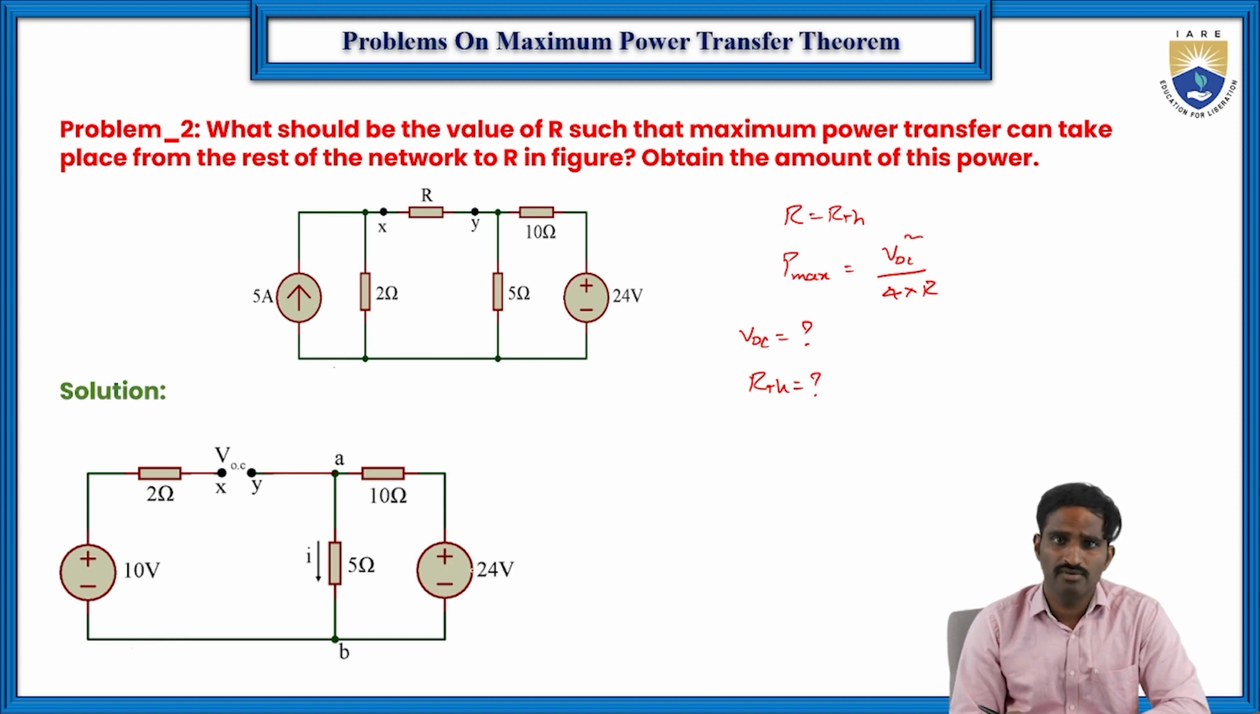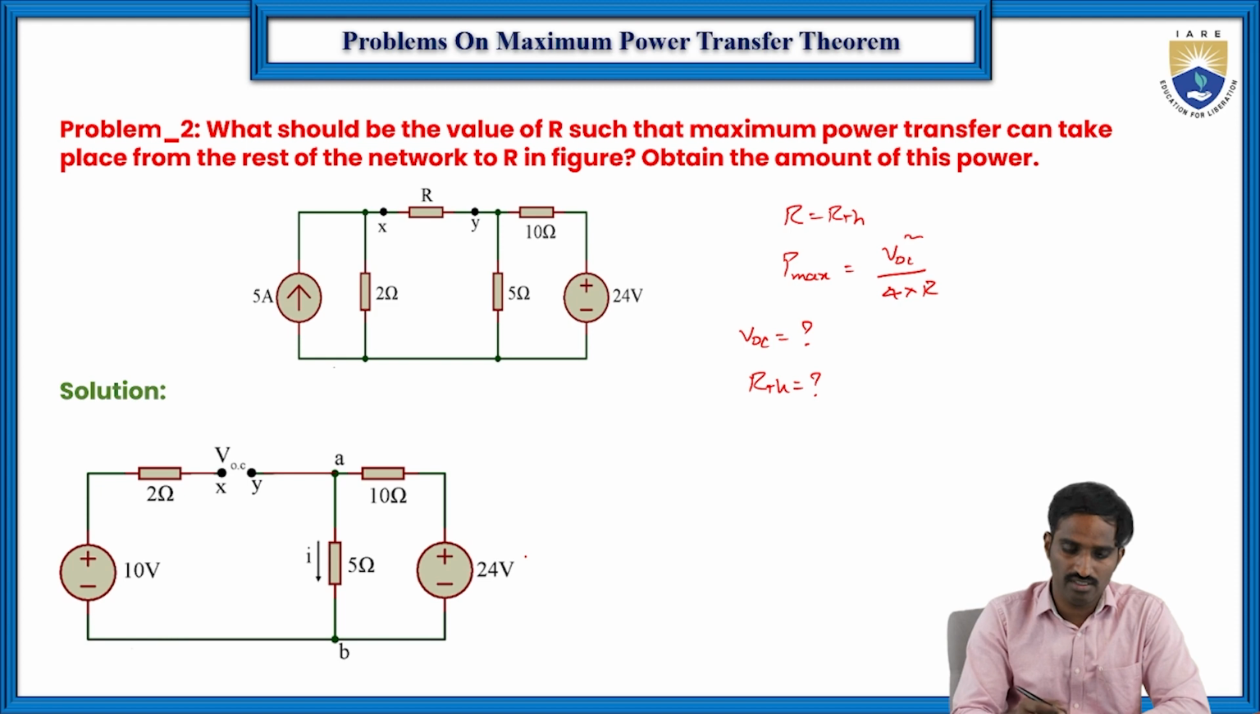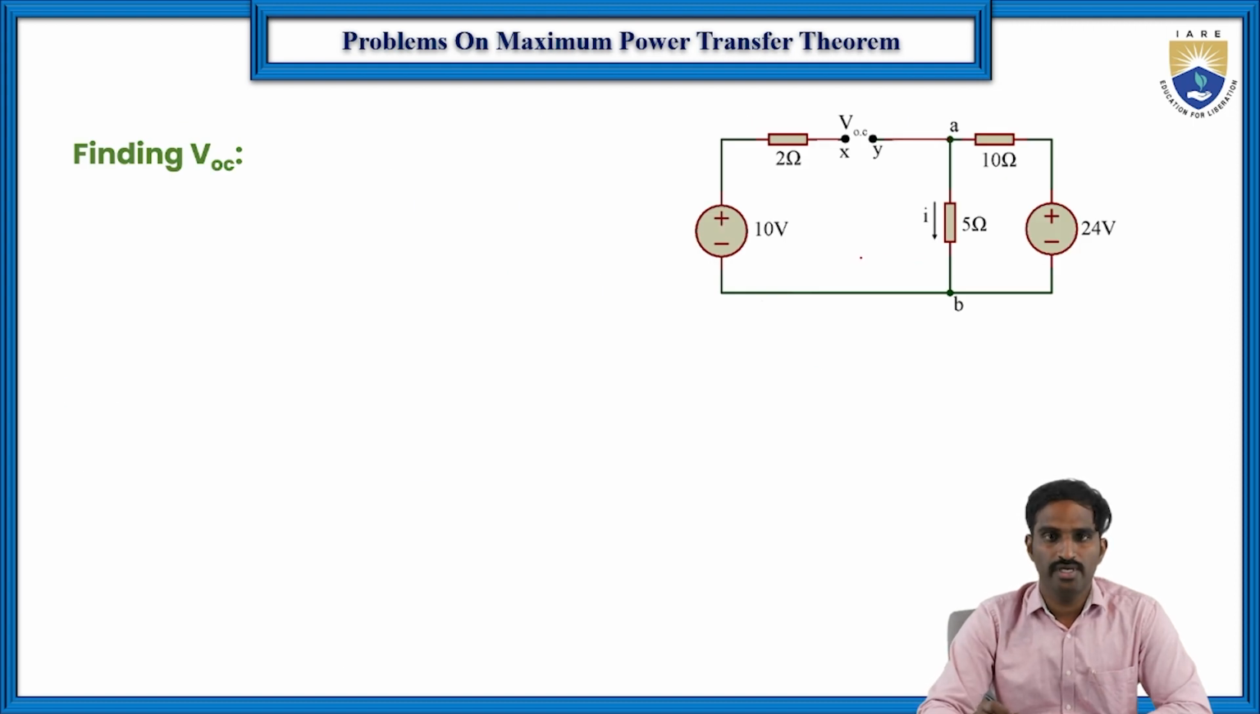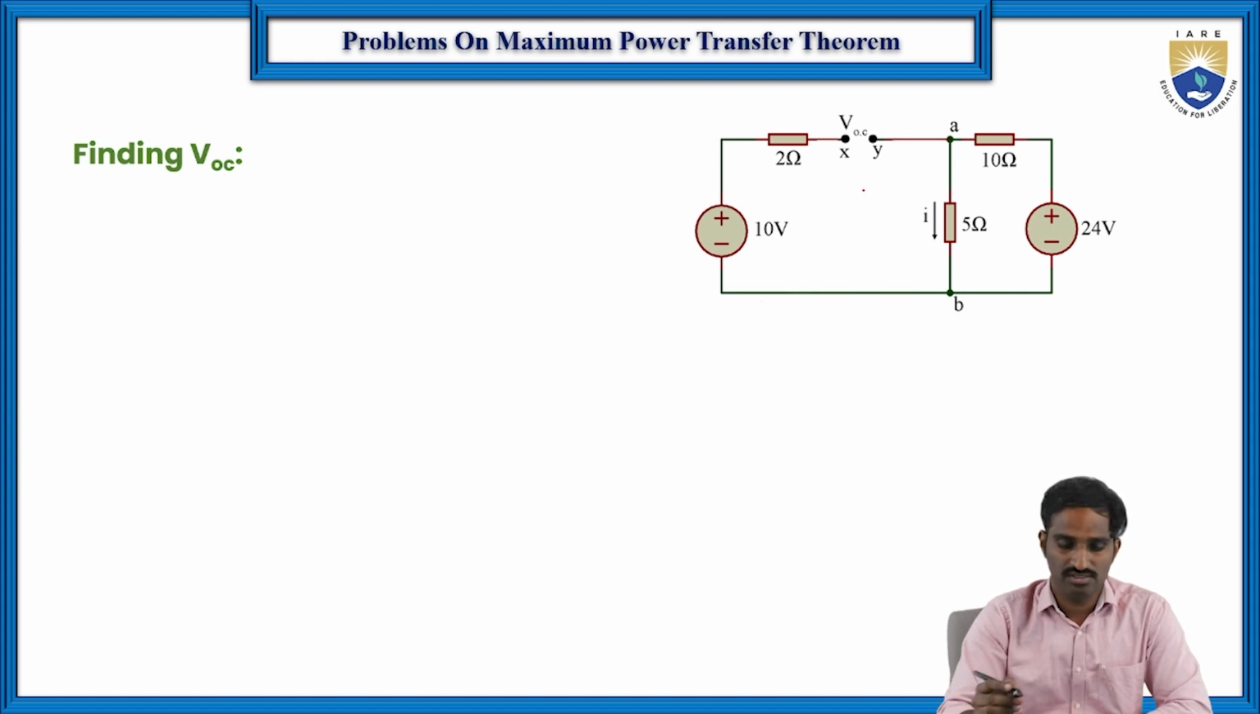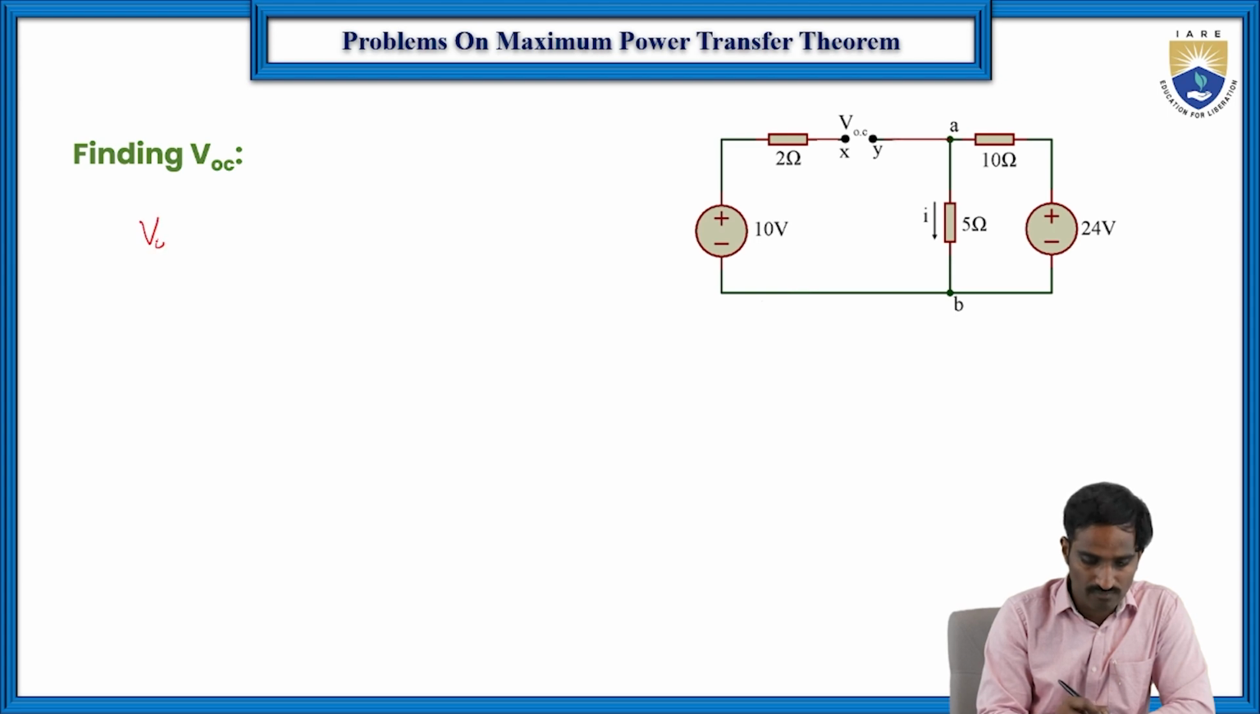First we need to find the open circuit voltage, so we just replace the load resistance with an open circuit, with voltage VOC. Then we need to find the voltage across these two terminals. So first we are going to find VOC. VOC is nothing but the voltage across the two terminals X and Y, which is equal to VXY.